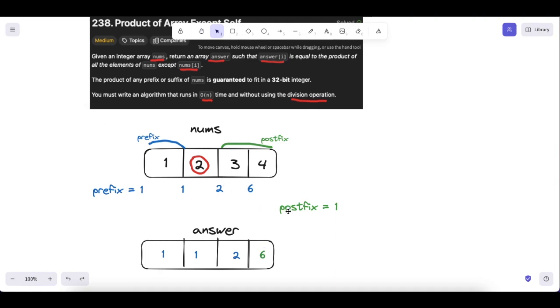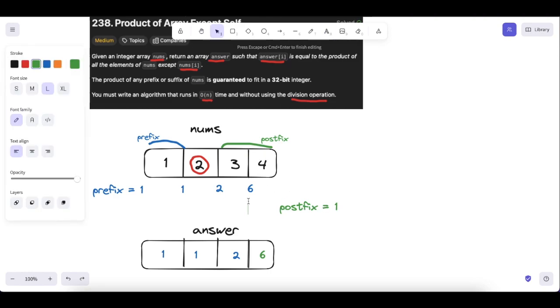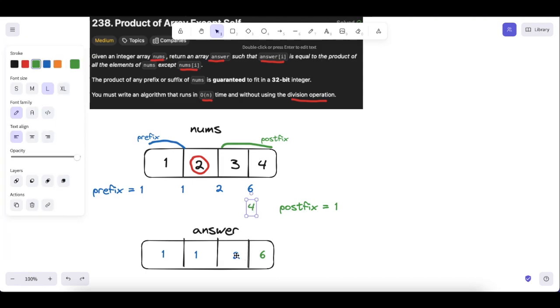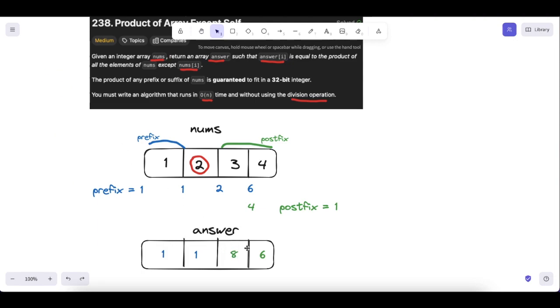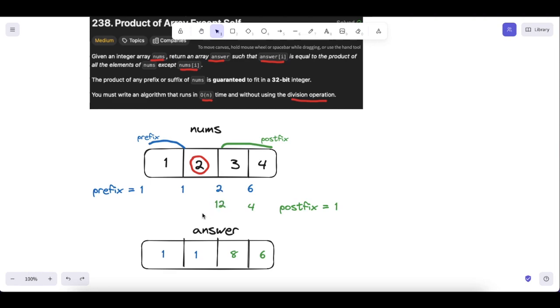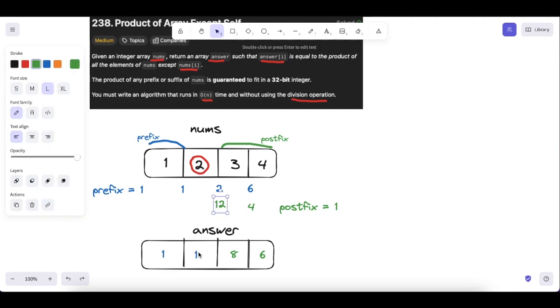We then update our postfix value by multiplying the 1 by 4, and so at this point, our postfix would be 4. We then take this 4 and multiply by our 2 at the next position, and we update our answer so that it is now 8, because 4 times 2 is equal to 8. Again, we update our postfix, so 4 times 3 is equal to 12, and so our next postfix value will be 12. We take this 12 and multiply by our 1 in the next position in our answer array, and so we'd have 12 at this point.